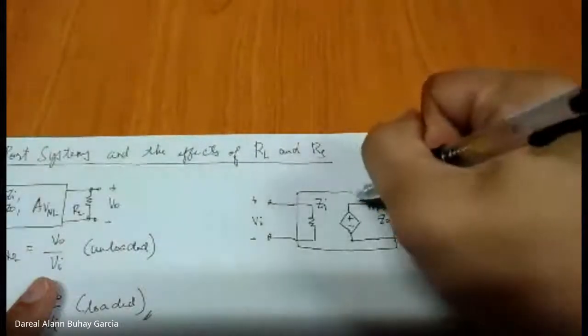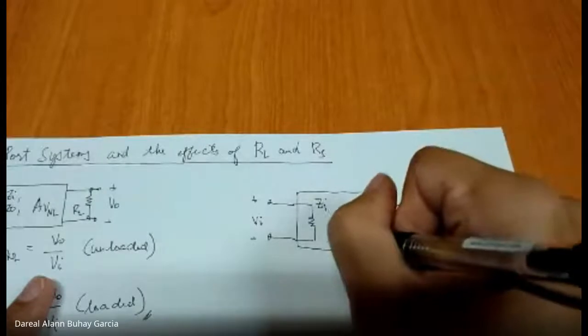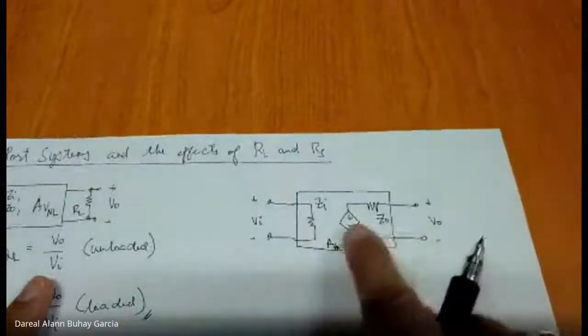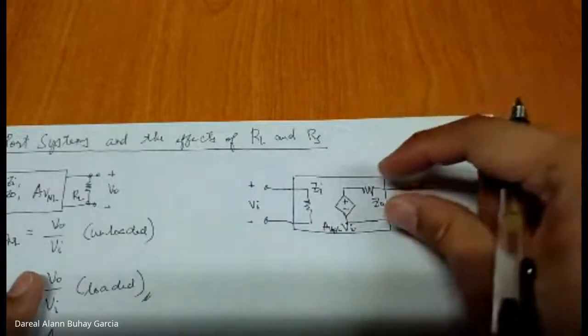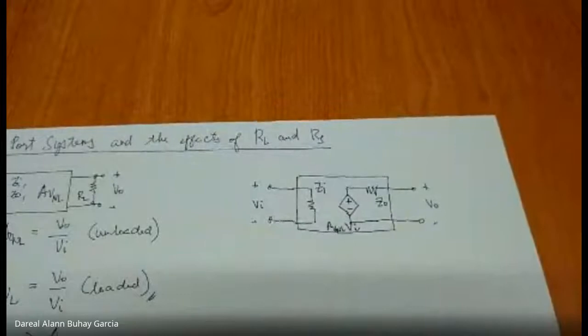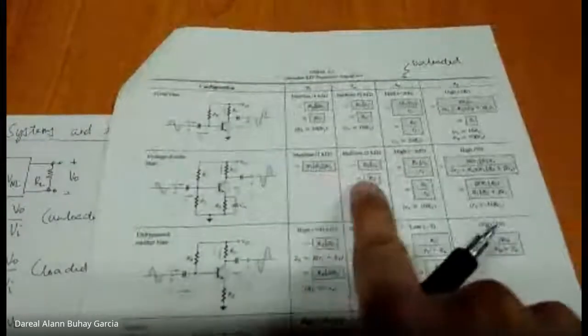AVNL times VI. AVNL times VI. So that is the value of our voltage source. This is a model that will characterize each and every configuration. So again, no matter what the values of ZI, ZO, and AVNL are, this is the model.